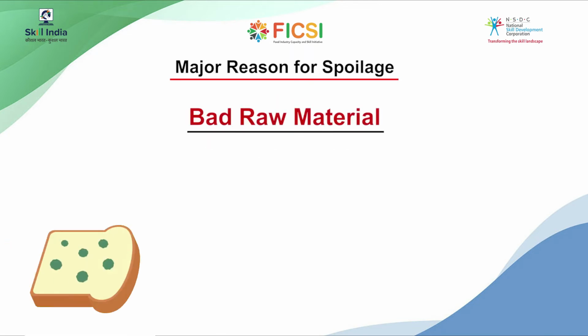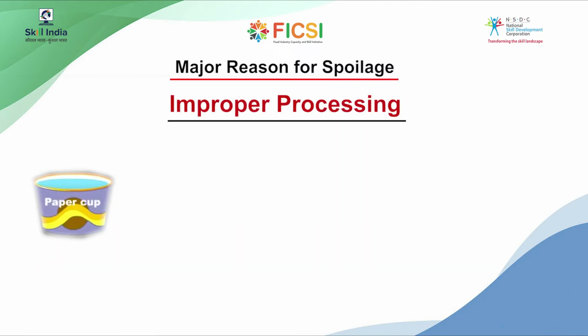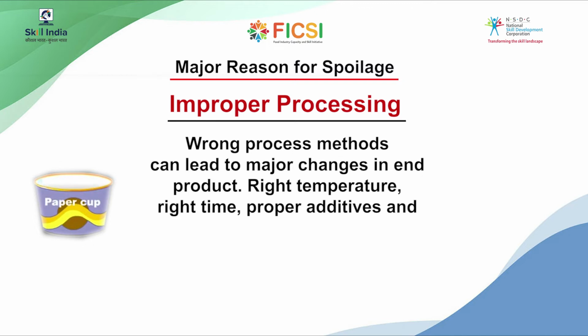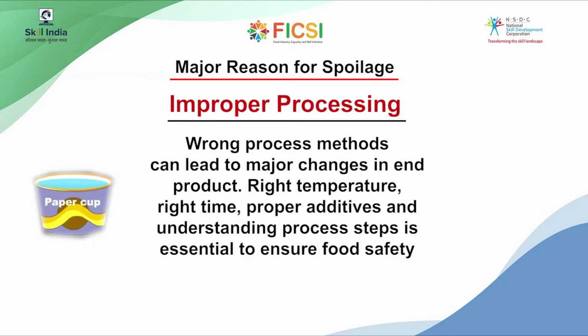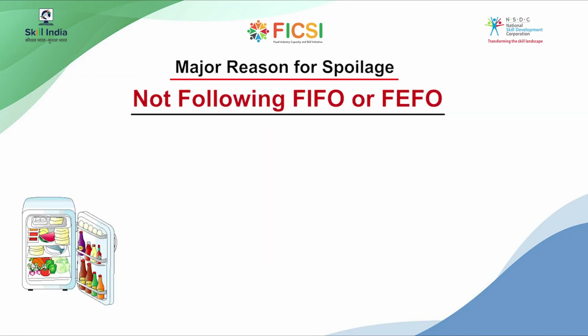Bad raw materials. Raw material selection must be based on strict scientific reference and frequent sampling. Improper processing. Wrong process methods can lead to major changes in end product. Right temperature, right time, proper additives, and understanding process steps is essential to ensure food safety. Not following FIFO or FEFO.